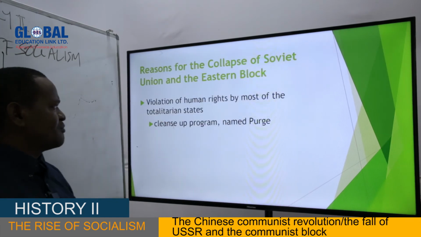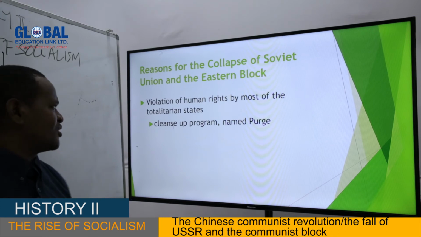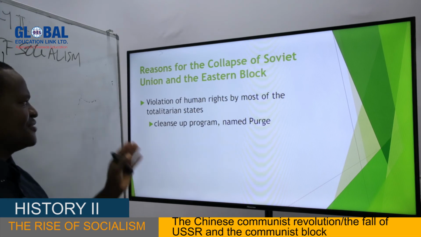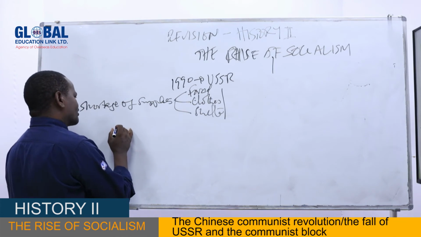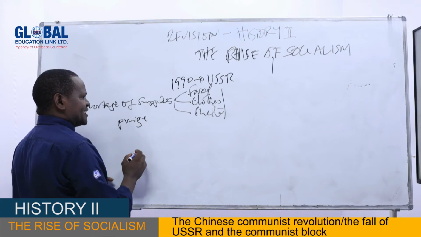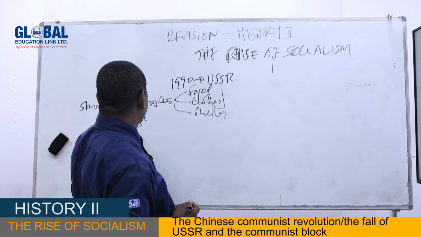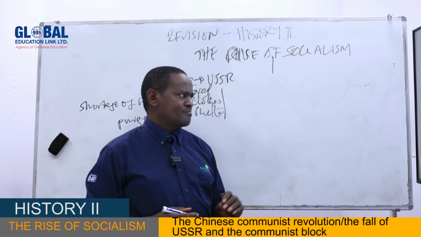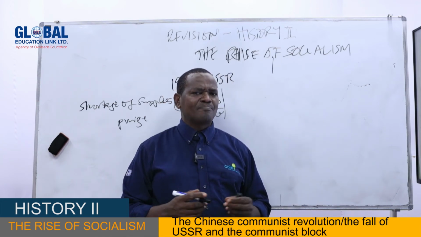Another point is violation of human rights by most of the totalitarian states. People in these countries, their rights were violated. For instance, earlier during the time of Joseph Stalin, he issued what was called the purge. Purge means cleansing, killing people who were opposing him, and this purge killed a lot of people in USSR.